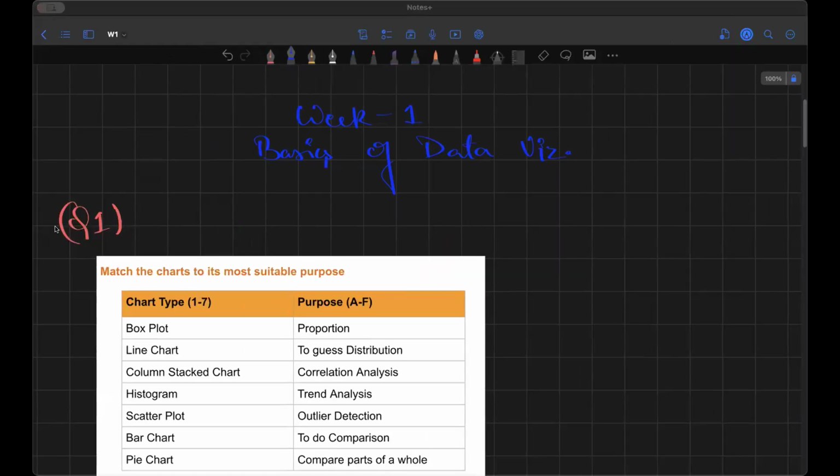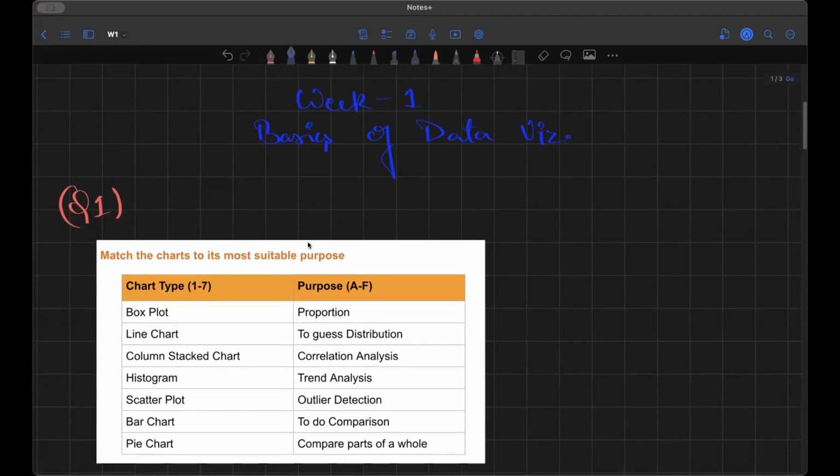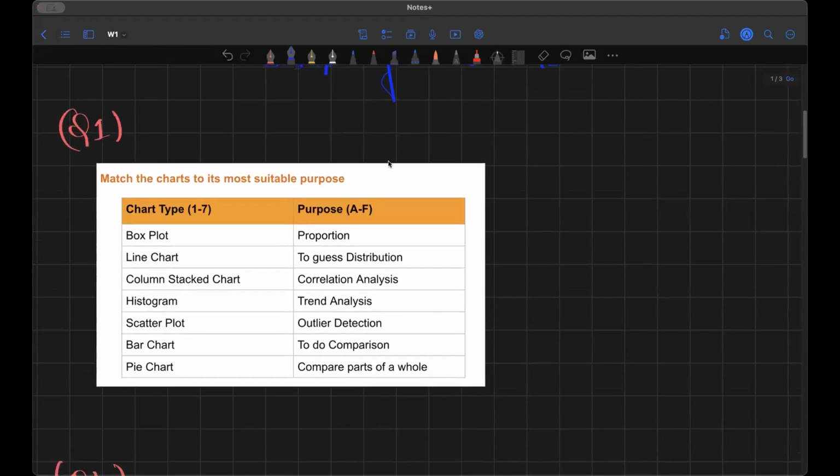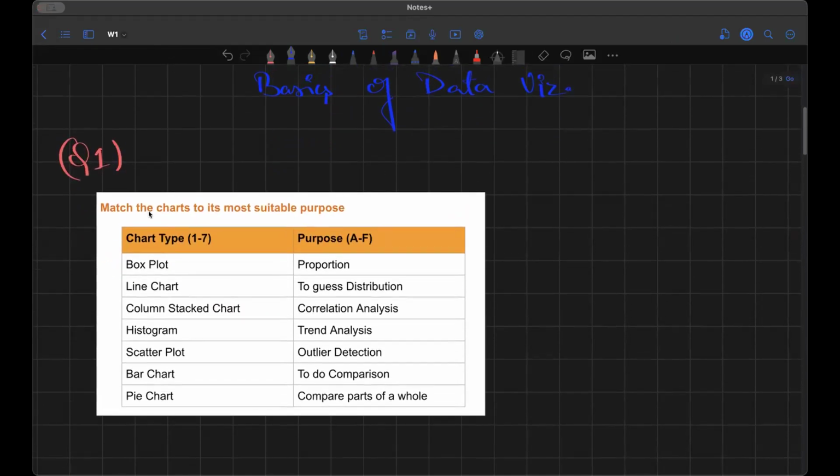I hope my screen is visible. And now, yeah. So as I said, this is first week, basics of data visualization. Now one question is here that, this is not from any PYQ, but a general question, how you would use which kind of chart. So if you have access to box plot, line chart, column stack chart, histogram, scatter plot, bar chart, pie chart, which chart type is used for which purpose.